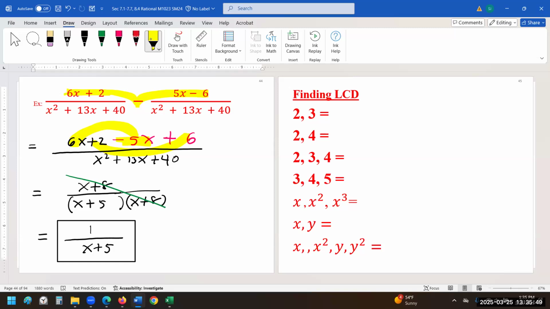To find LCD, you look for whether they have some relationship or they don't. Is one number a multiple of the other one? If not, then you multiply them to get the LCD. And if one number is a multiple of the other one, then you take the multiple one, the bigger one. For example, 2 and 3. Is 3 a multiple of 2? Like, can you multiply 2 by something and get 3? No. That means the LCD is their product, 6.